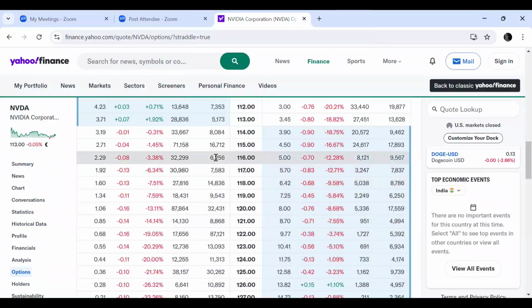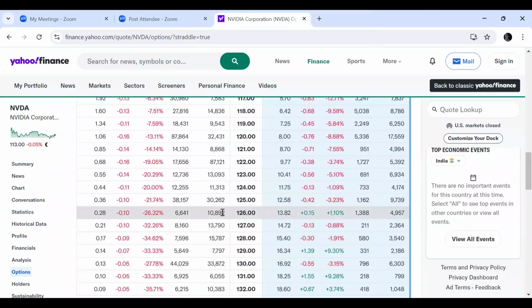The lot size is not that high, it's somewhat less, but at $120, $122, and $125. So what I'm expecting is if the market opens next week, the Nvidia share will rise till $125, because here the contracts are high, 32,000, 87,000, 30,000. So till $125, I am seeing the contracts high, and again below 125.